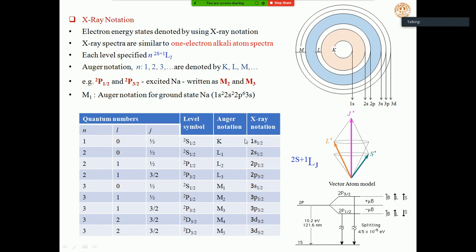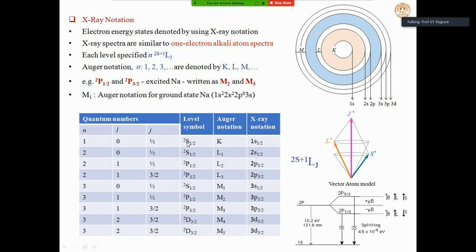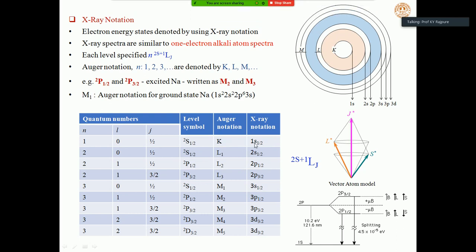So let us suppose that there is only one electron in the 1s orbit. Correspondingly, the quantum numbers for 1s are: L is equal to 0, S is equal to 1/2, J is equal to 1/2. Correspondingly, the state is doublet S 1/2. And the Auger notation is K because it is a K shell. And the X-ray notation is: the electron is from the 1s orbit and the J value is 1/2, therefore 1s 1/2. Similarly, 2s 1/2, 2p 1/2, 2p 3/2, etc.